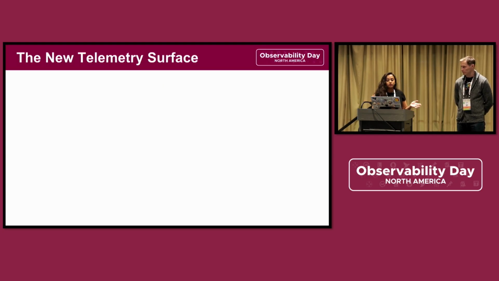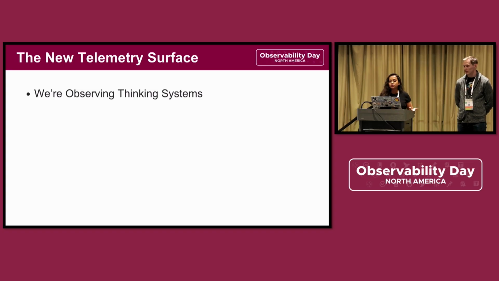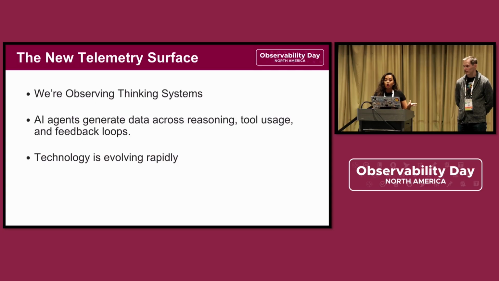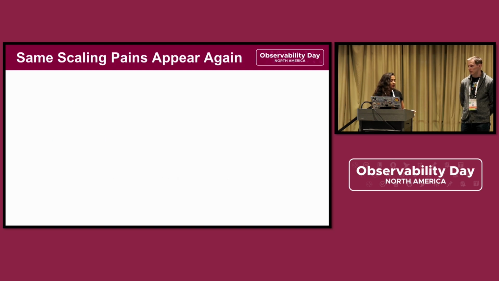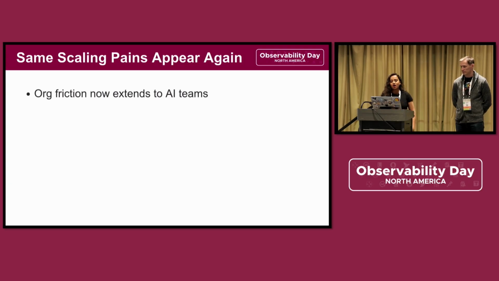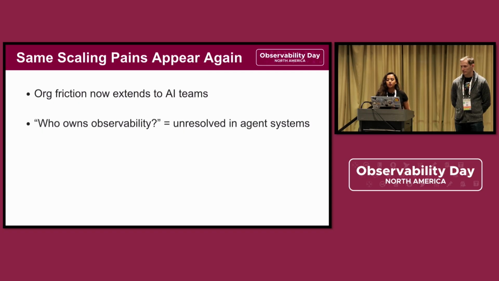Now, we know that you need different metrics when you are jumping into the AI observability field, because we are observing thinking systems. AI agents generate telemetry from reasoning, chains, tool usage, and feedback loops. Then technology is evolving rapidly, and are we ready to keep up with the migrations? We must decide which tool to use, whether it is good for us, and whether we want to migrate. So there's a lot of pressure on platform teams. Then the same scaling pains appear again, which Colin already mentioned. The org friction now extends to AI teams. Who owns the observability is still unresolved.